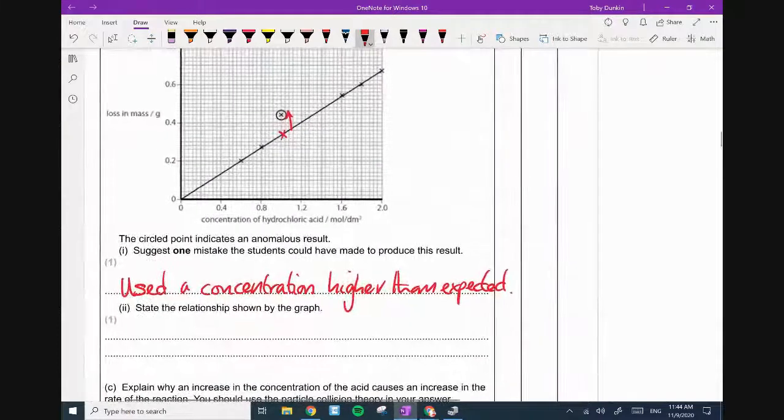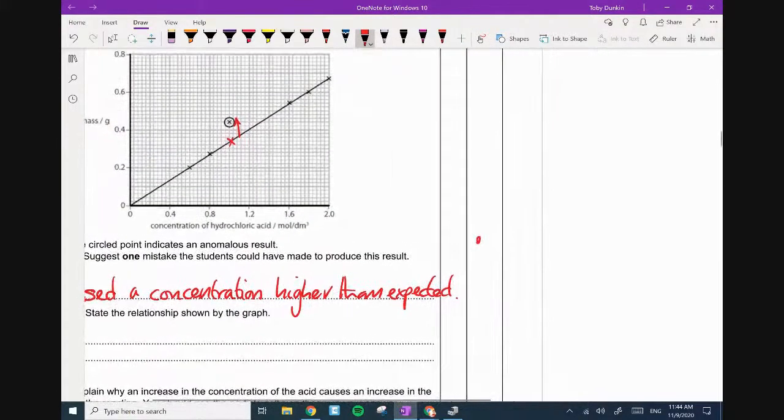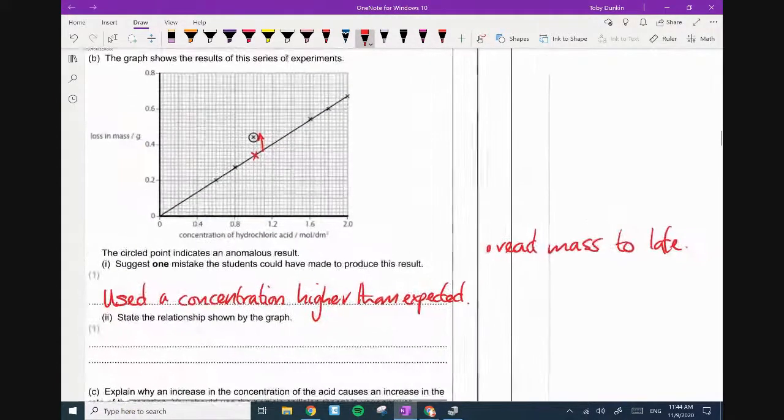However, there were other options. That's the top answer, but you were also allowed to say read mass too late. So he's timing it, and he's looking at his stopwatch, and then he's looked at the reading on the scale, and he's taken too long to do that. So read mass on the scale too late was allowed.